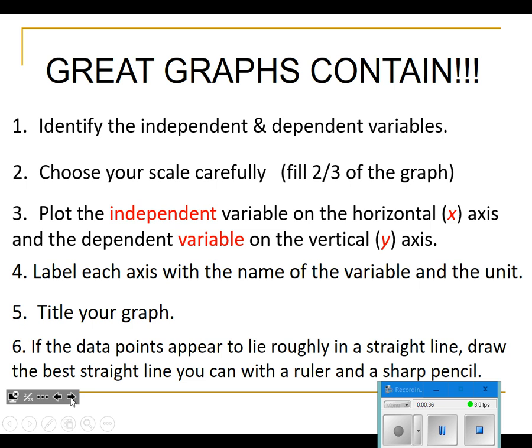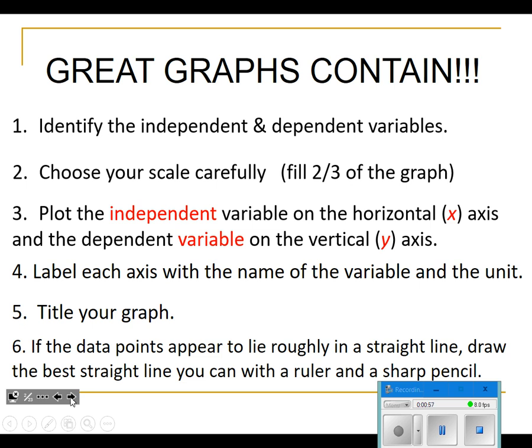If you remember, there's the acronym MIX and DRY, or DRY MIX, and that would be your dependent or responding variable goes on the y-axis for DRY, and then your manipulated or independent variable goes on the x, which would be your MIX.